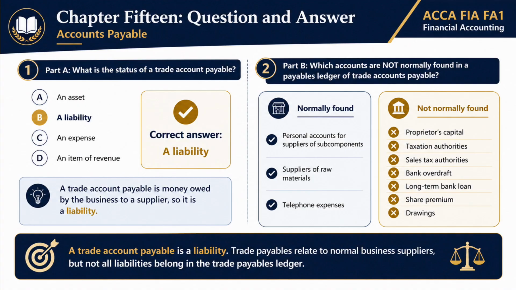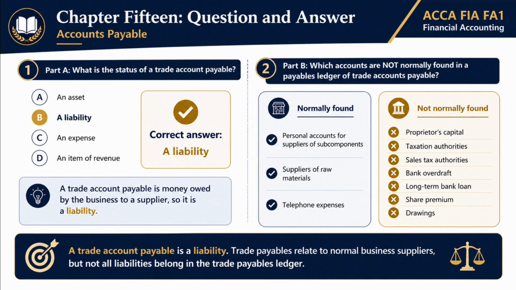Part B, Accounts not normally found in a payables ledger of trade accounts payable. Now the question asks, which accounts are not normally found in a payables ledger of trade accounts payable? To answer this, we must first understand the meaning of trade payables. Trade payables are amounts owed to suppliers who provide goods or services needed for the normal trade of the business. So, the accounts that are normally found in the payables ledger are supplier accounts.